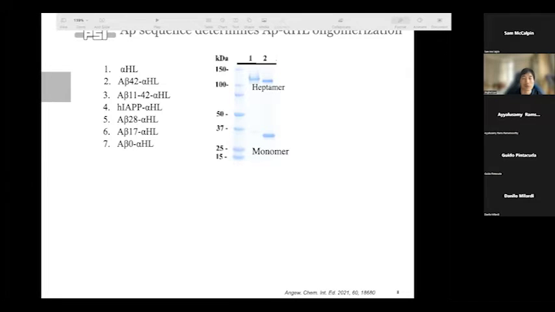So if we try further sequences, for example, A beta 11 to 42, to replace the alpha hemolysin beta hairpin, then we are also able to see the heptamers again. And if we replace with IAPP, which can also form oligomers, you probably know it very well, you can also see some different oligomer formation. I guess this is because the IAPP has several cysteines, which can cause different oligomer formation on the scaffold.